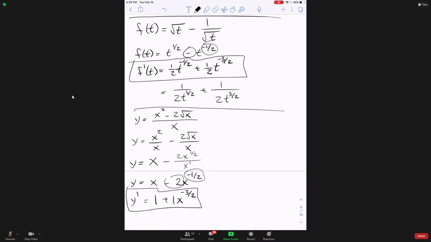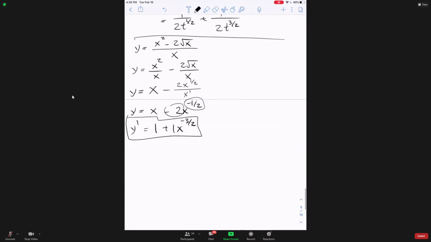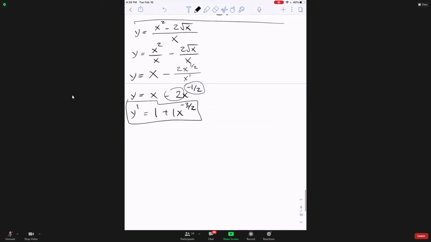So, any questions? So if you have, let's say, y equals x to the 4th, or I should say f prime of x. So f of x equals x to the 4th. Just want to go over some notation here. So the derivative would be 4x cubed.